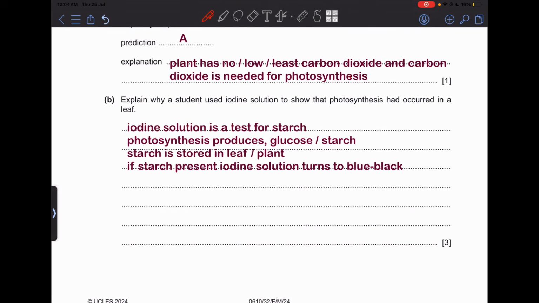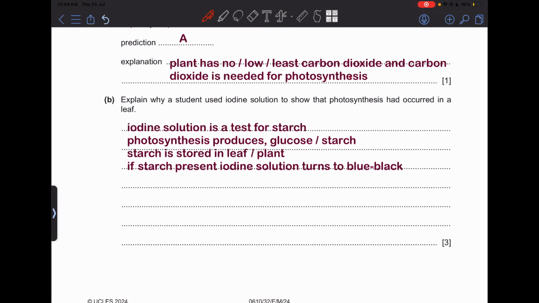Explain why a student used iodine solution to show that photosynthesis had occurred in a leaf. So we know that iodine is a test for starch, but why is a test for starch used to show that there was photosynthesis? We know that photosynthesis makes glucose inside of the plant. So some of the glucose in the plant will be left for storage for later. So it will be converted from glucose to starch.